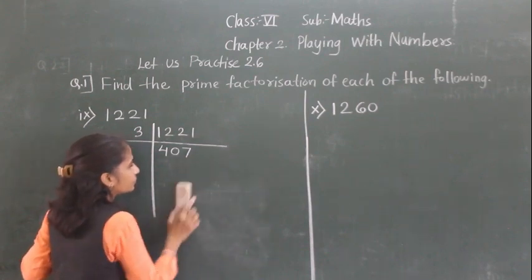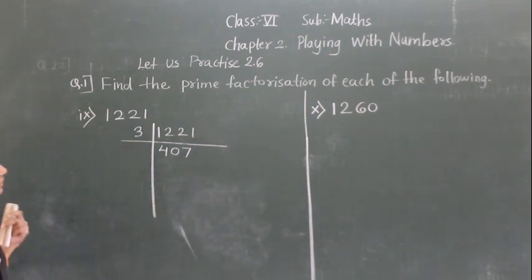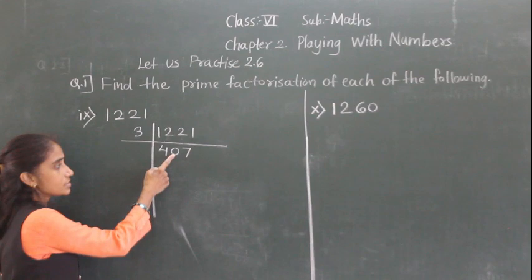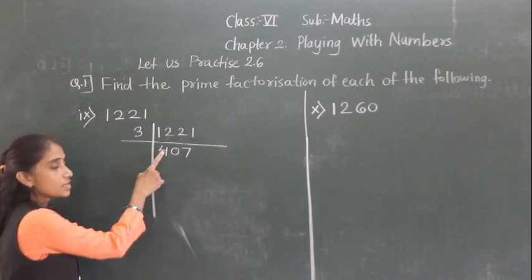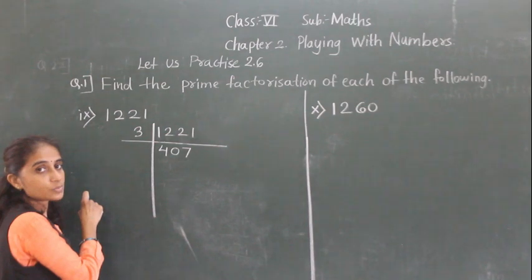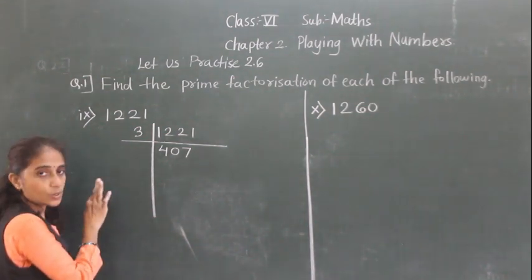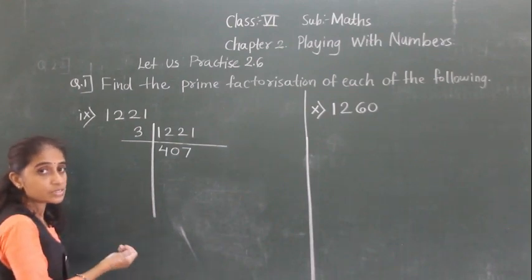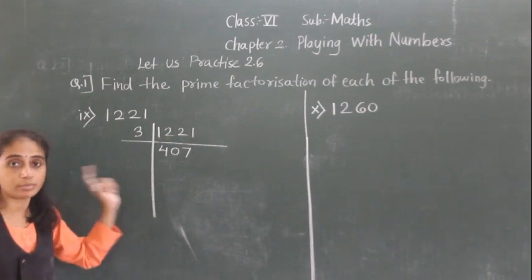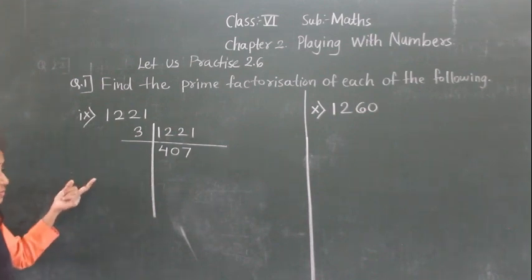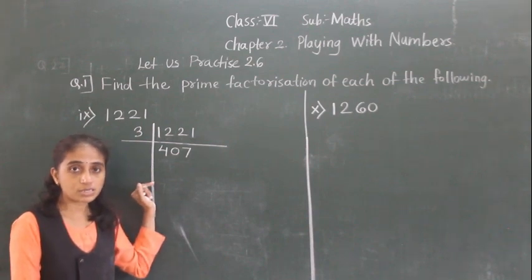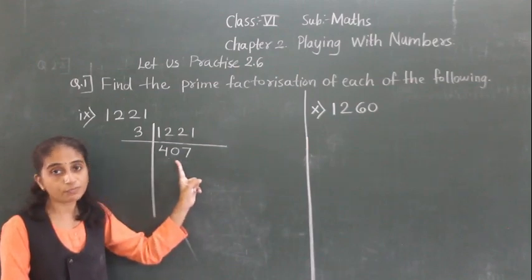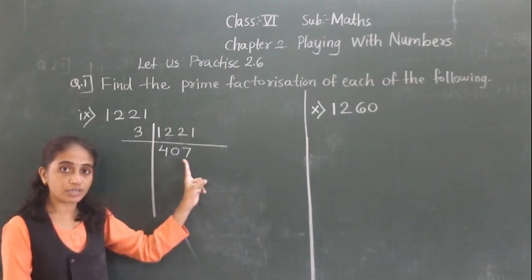Now see here. Again, we'll check whether it is divisible by 3 or not. 7 plus 0, 7. 7 plus 4, 11. So it is not divisible by 3 again. Now what is the next prime number? See, we are always going to divide by prime numbers. The next prime number is 5. The last digit should be 0 or 5, then only this number is divisible by 5. So it is not divisible by 5 also.